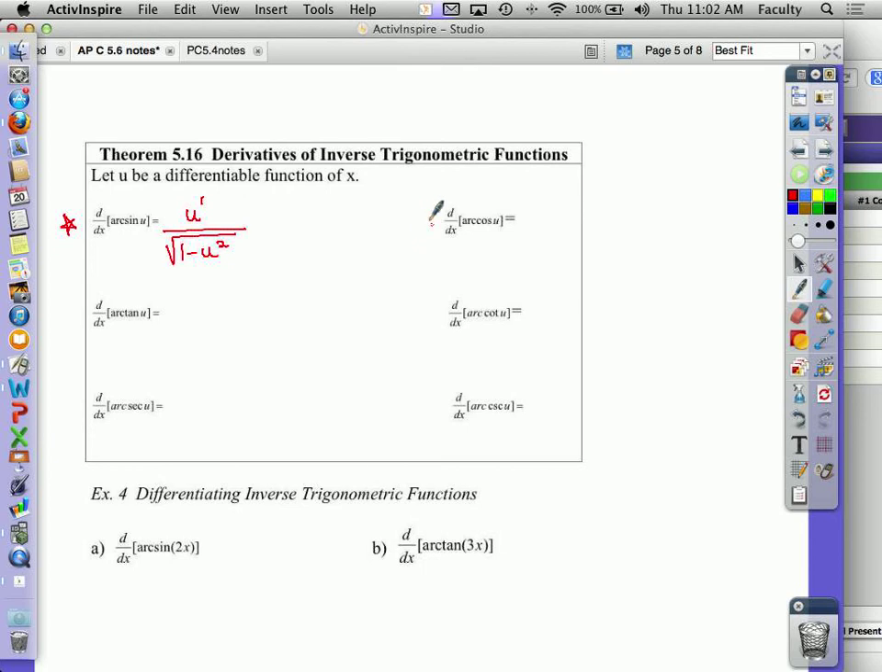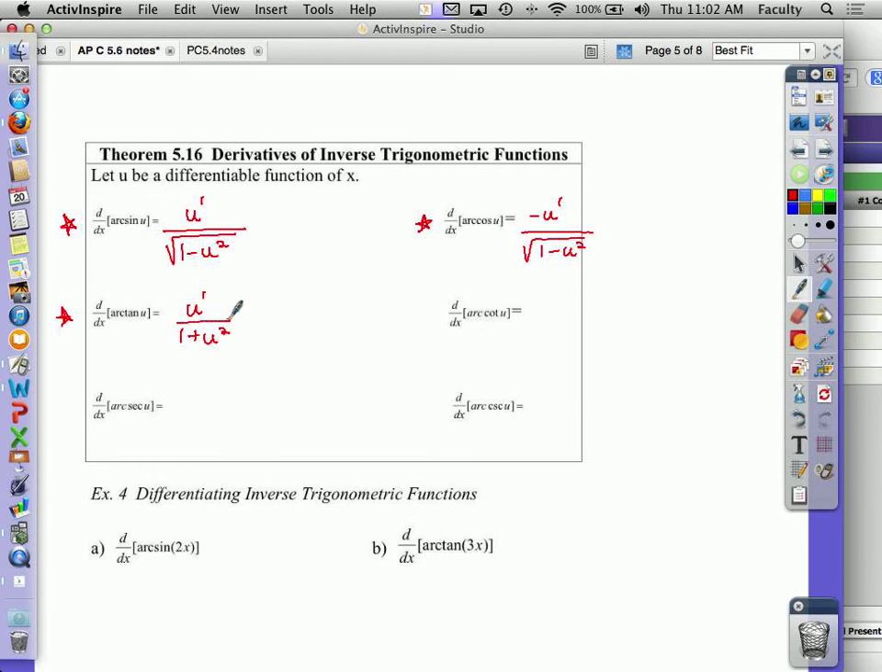The first three we do are on the list. The other three are not, because they're not covered on the AP exam, at least the AB that we're doing. What's nice about the left column is the right column just has a negative in front. That's the only difference. So arc tan u is u prime over 1 plus u squared.